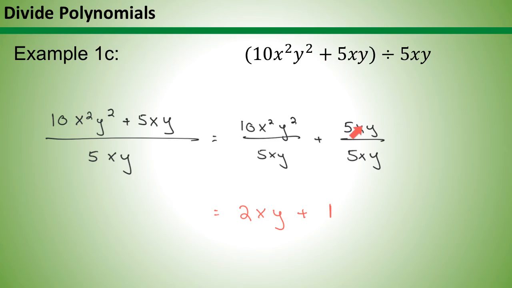There has to be two terms here if there were two terms there, okay? So whenever you have something like this where these things are exactly the same, you're going to end up with a 1 there. So that's it. That would be our answer. 2xy plus 1 is what we get when we divide those.